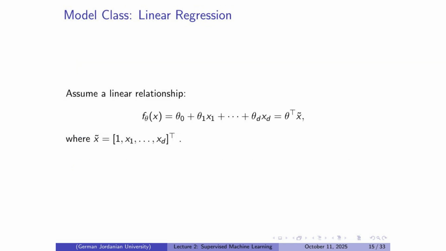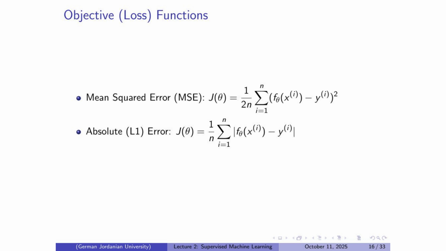In linear regression, we assume the relationship is straight. F theta of x equals theta 0 plus theta 1 times x. For more features, we just add more terms. The loss function tells us how far predictions are from actual values. We'll look at two types: mean squared error and absolute error.